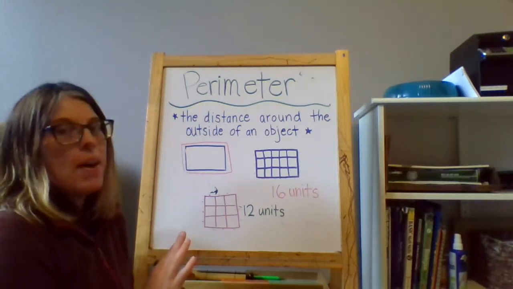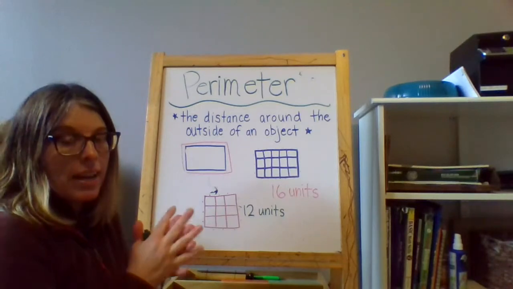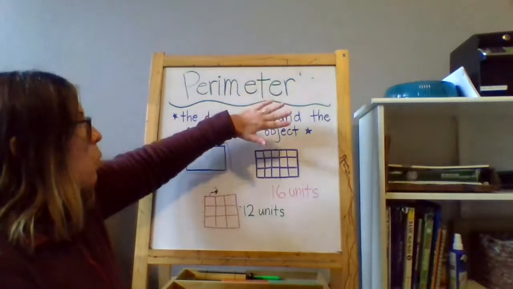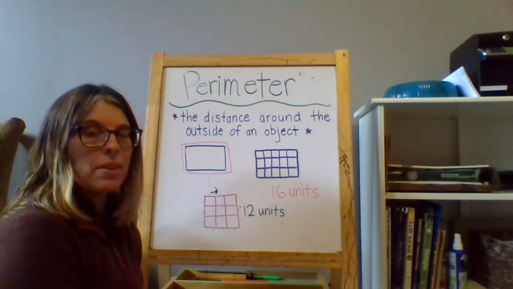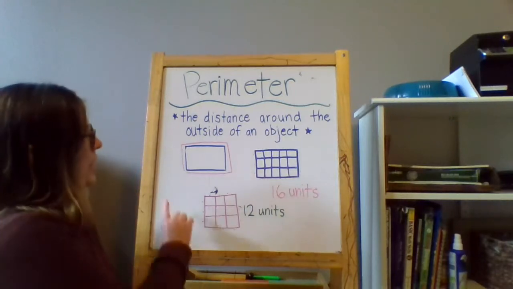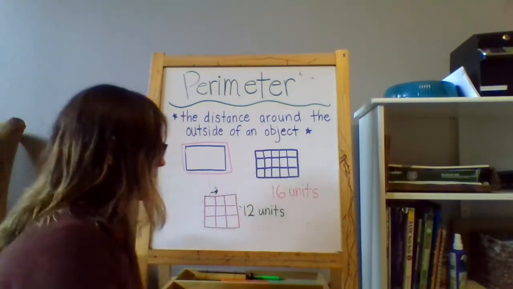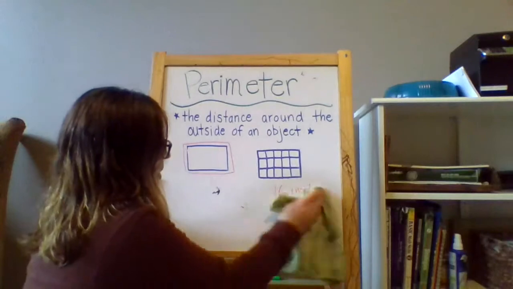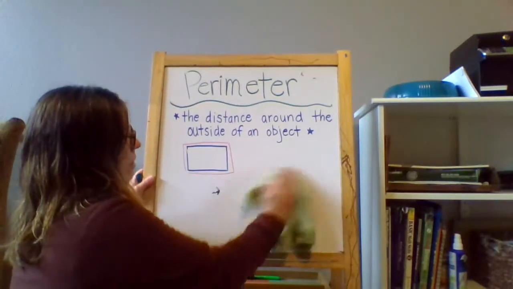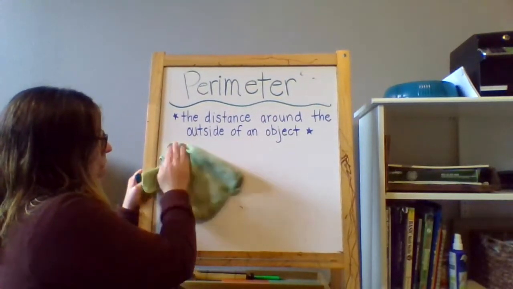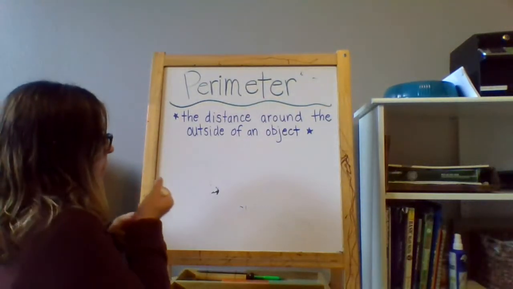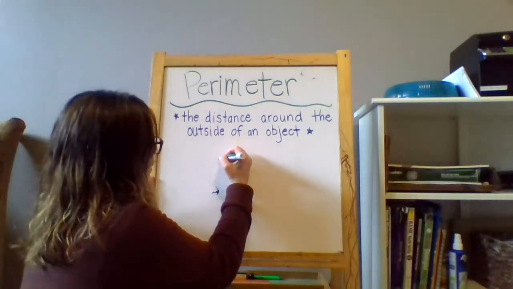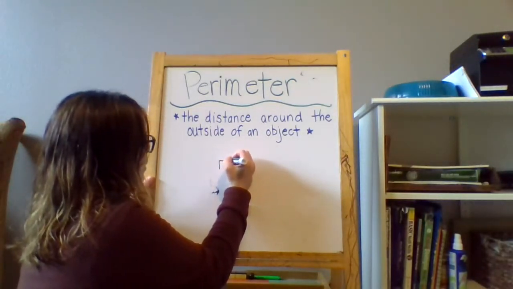Okay, so let's pause for a moment, and I want you to say in your own words, what is perimeter? Perimeter is the distance around the outside of an object. Now let me draw one that might look a little bit different than those, because not all shapes have sides that are kind of the same like that. So let's do one that looks like this.